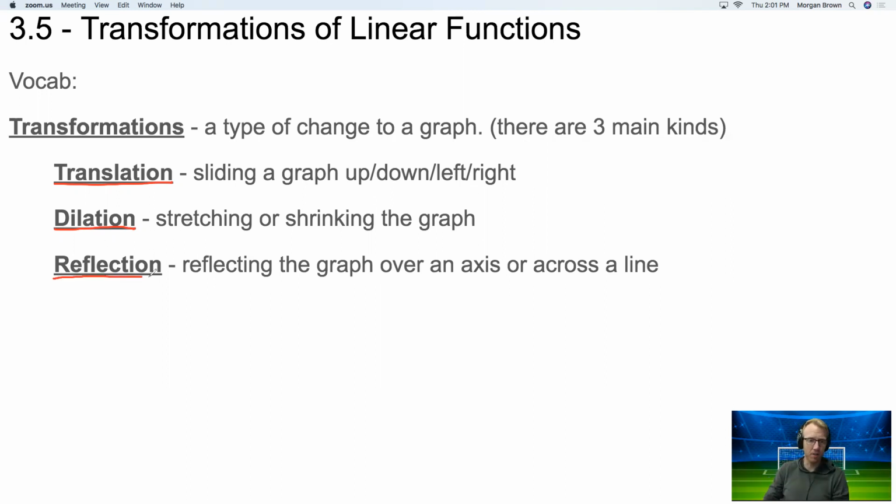And then a reflection is just like in a mirror or in a lake. You take something that's in one spot and you reflect it over a line. Maybe it goes from being right side up to upside down, or maybe it's on the left side and it reflects over to the right side, something like that. So we're going to look at each of these three in detail in the coming couple of slides. So here we go.